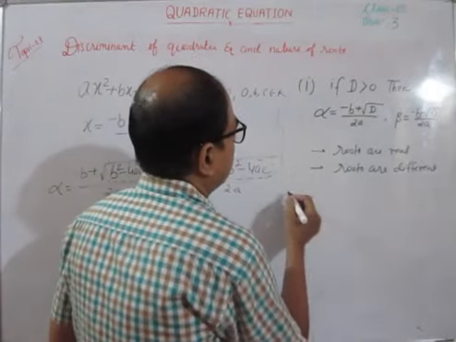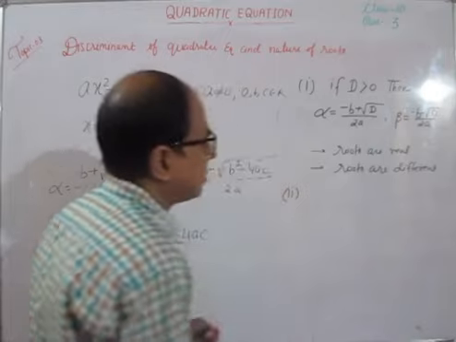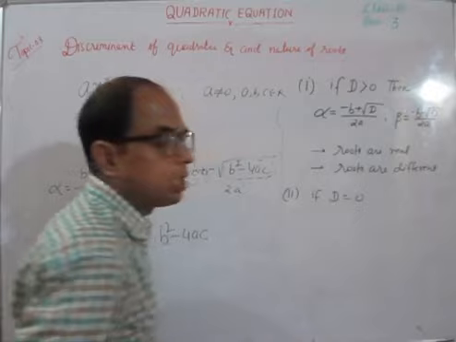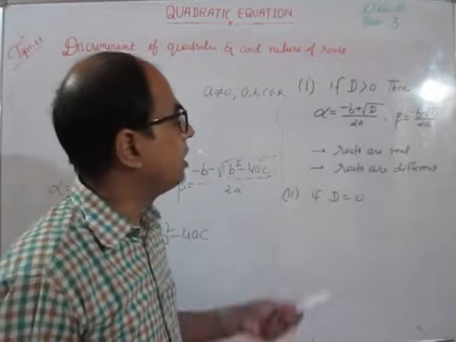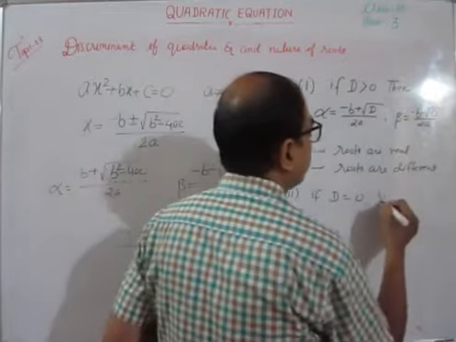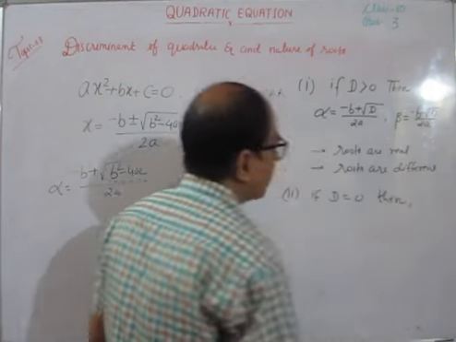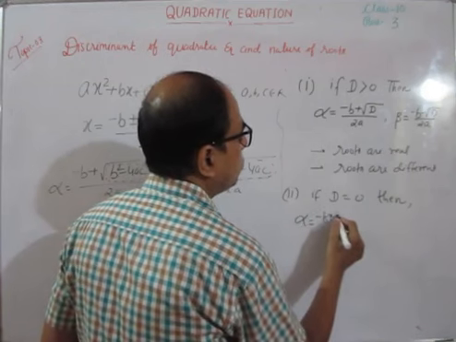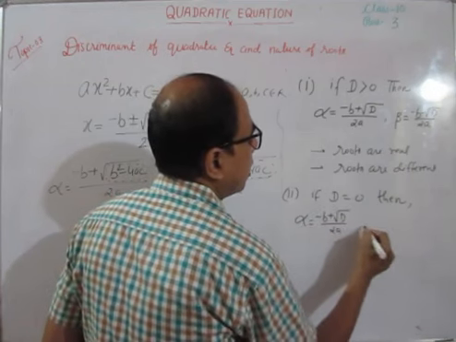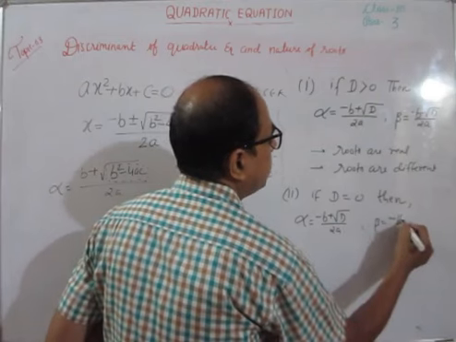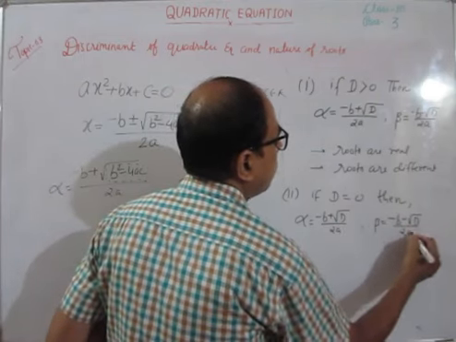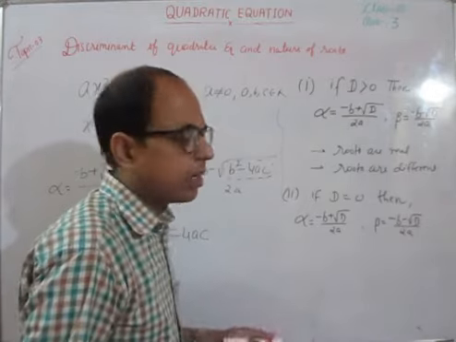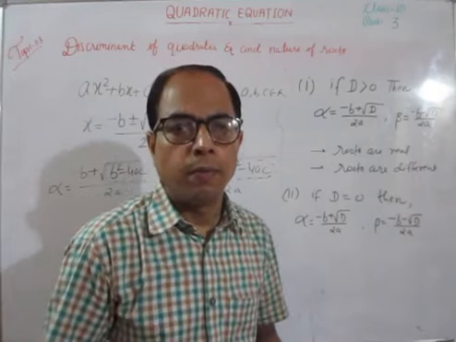Now, second case. If D equals 0, suppose the discriminant of any quadratic equation is 0. Now you can see alpha is minus b plus root D by 2a, and beta is minus b minus root D by 2a. We have represented one root by alpha and the other by the symbol beta. Alpha and beta are general symbols for the roots.